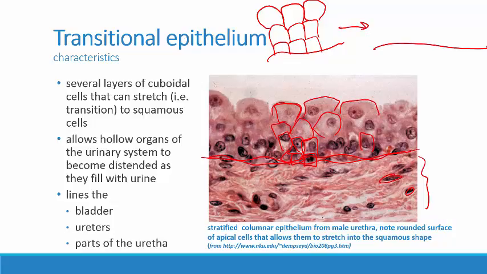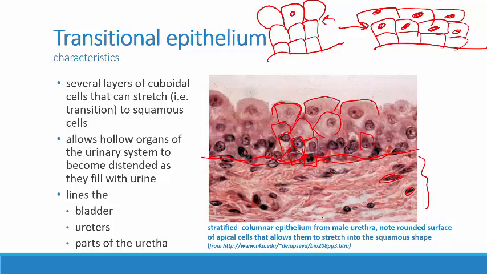When we stretch out, say, the urinary bladder, the cells get stretched too, and they become much more flattened looking. So they transition from being cuboidal to being more squamous as the urinary bladder fills with urine and stretches to accommodate all that urine. Cells transition from being cuboidal to being more squamous.